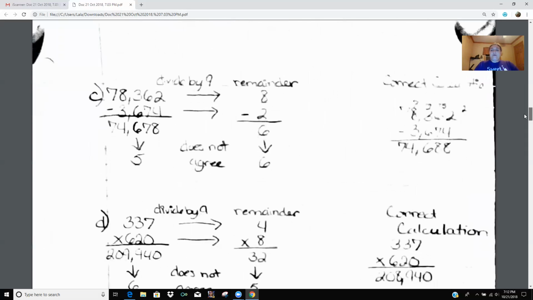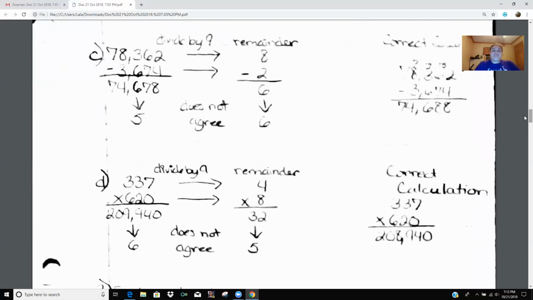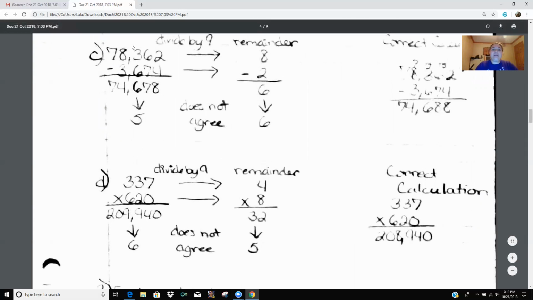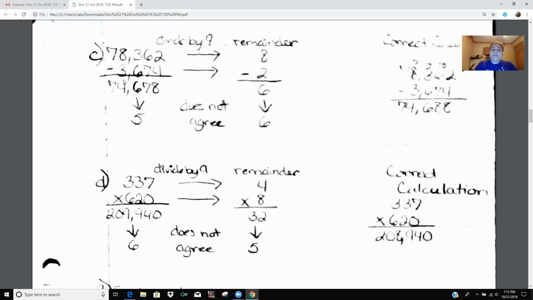We'll do one more. It's not an addition one. Okay, so here we go. Let's do the subtraction. We have 78,362. When we divide it by 9, it gives us a remainder of 8. 3,674 gives us a remainder of 2. And before, how we added, since this problem is a subtraction problem, we're going to subtract the remainders. 8 minus 2 is 6.